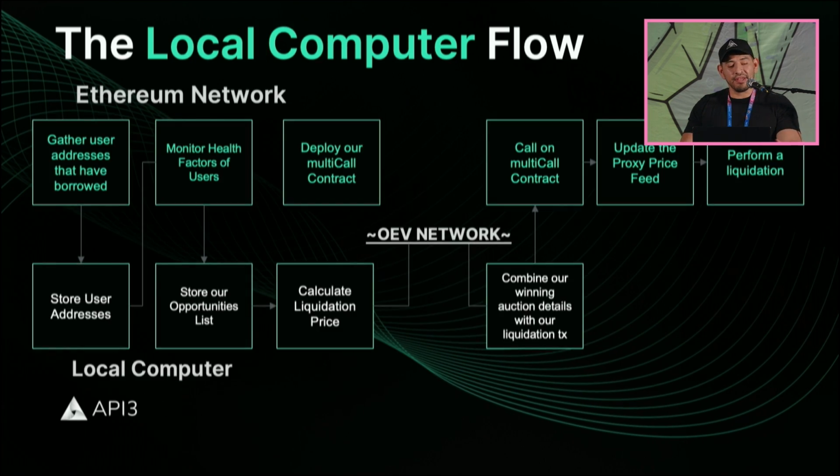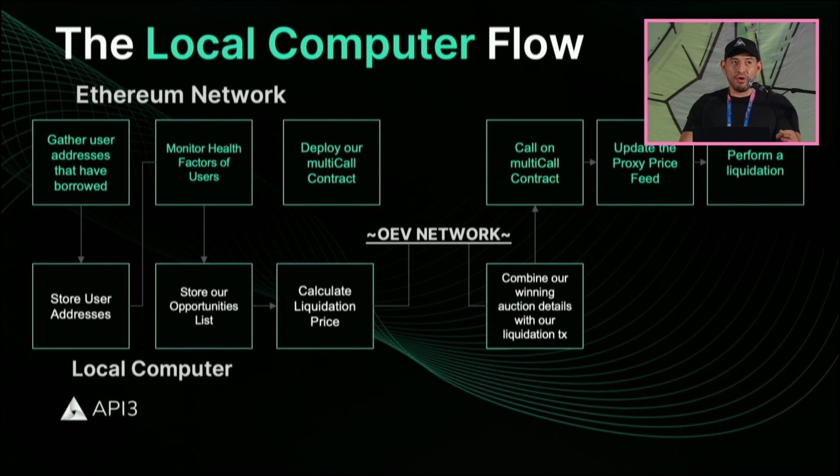And so what's happening on the Ethereum network, which for us is the Sepolia testnet ETH, and what's happening on a local computer, with a little bit more detail. We're gathering all the user addresses that have a borrowed position, and we're saving that locally on our machine. We have a database of all the wallets that have these positions, right?